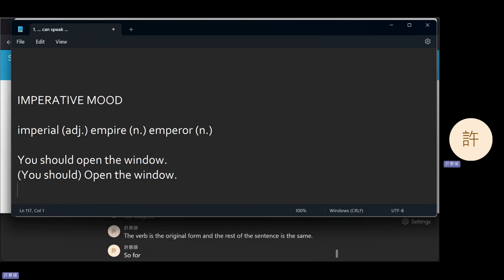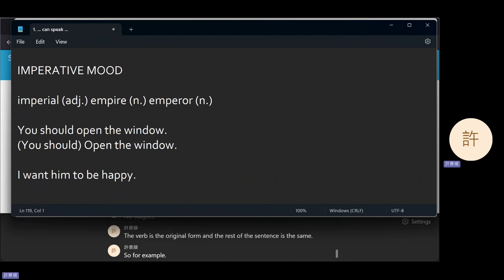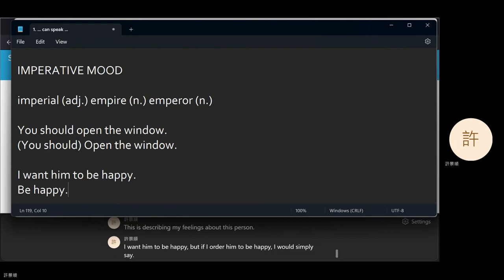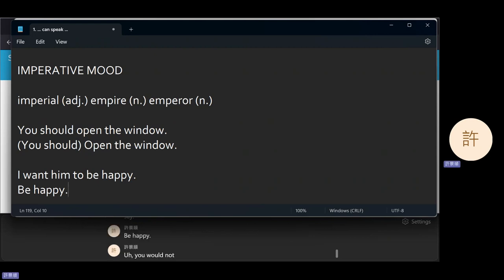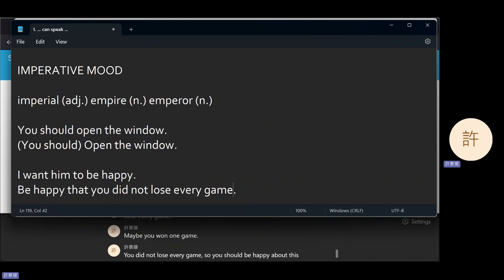So, for example, this is describing my feelings about this person. I want him to be happy. But if I order him to be happy, I would simply say, be happy. You would not often say this. Yeah, don't worry, be happy. Or like, be happy. Usually you would explain why. Be happy that you did not lose every game. Maybe you won one game. You did not lose every game. So you should be happy about this. So this is an imperative sentence. No subject, and the verb is in the original form. That's it.